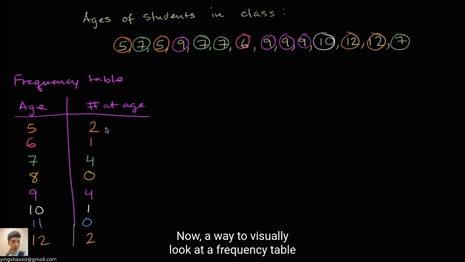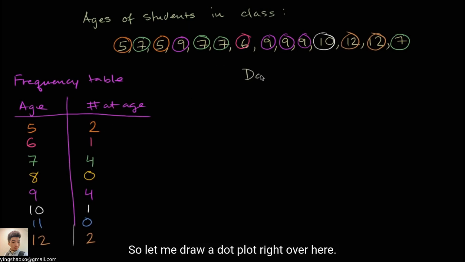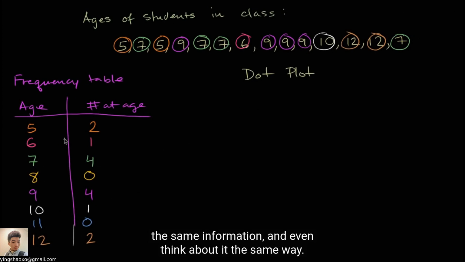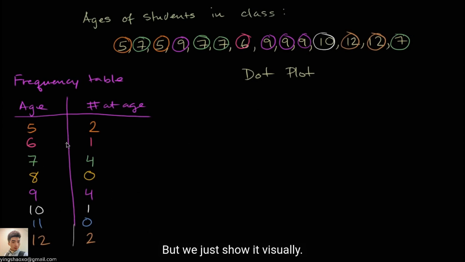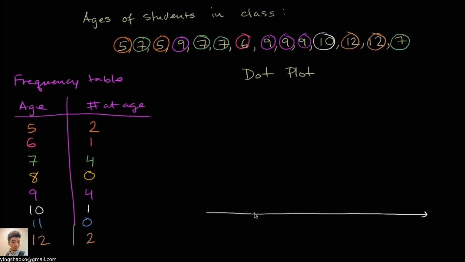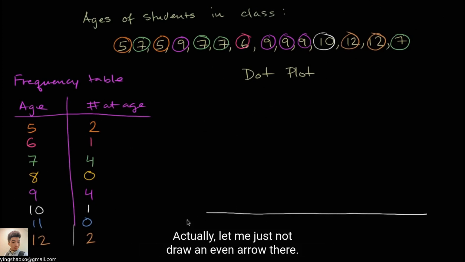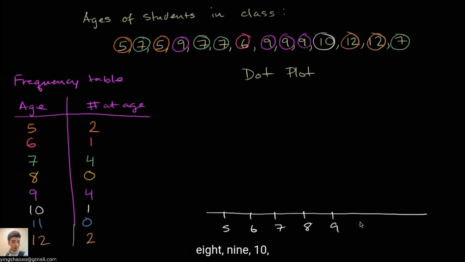Now, a way to visually look at a frequency table is a dot plot. Let me draw a dot plot right over here. So a dot plot, we essentially just take the same information and think about it the same way, but we just show it visually. So in a dot plot, we have the different age groups: 5, 6, 7, 8, 9, 10, 11, and 12, and we use a dot for each student at that age.